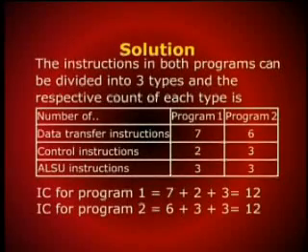execution time. This table indicates the number of instructions and the instruction count for the two programs. For program 1, there are 7 data transfer instructions, whereas in program 2, we have 6 data transfer instructions. The control instructions are 2 in program 1, whereas we have 3 control instructions in the second program. The ALSU instructions are 3 in each case. Now, looking at the total instruction count, you will see it is 12 in each case. So, although the total number of instructions is 12, let us look at the execution time.